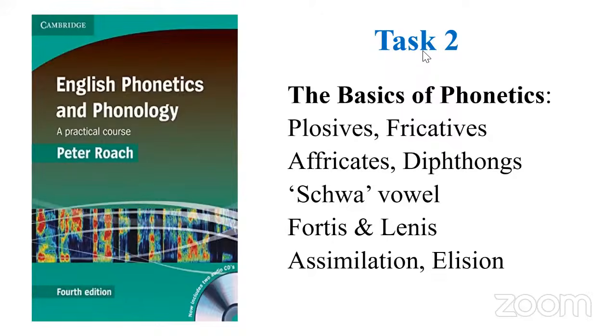Next, task 2. So you can use this book, English Phonetics and Phonology by Peter Roach, R-O-A-C-H. So find out these concepts, try to understand these concepts. I learned the basics of English phonology from this book, very easy to read. Plosives, fricatives, affricates, diphthongs, schwa vowel, fortis, F-O-R-T-I-S, lenis, L-E-N-I-S, assimilation, elision. There are also other concepts. So kindly go through this book.